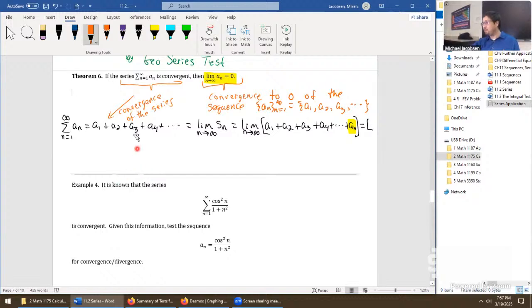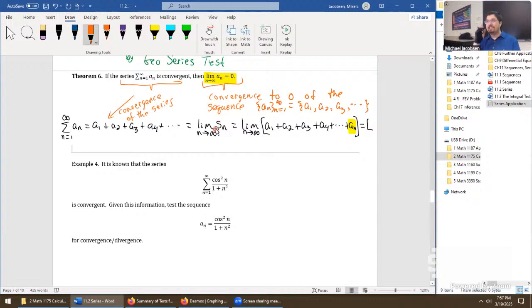It's a powerful theorem, but it's not exactly the theorem you'd want to use, right? Because the question in this chapter is, does the series converge?